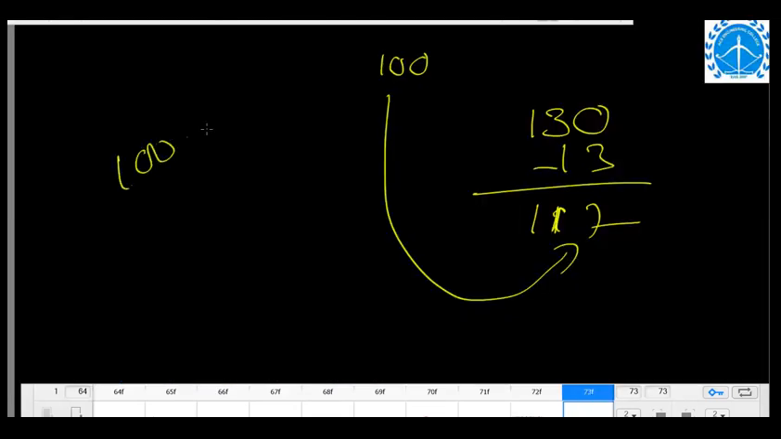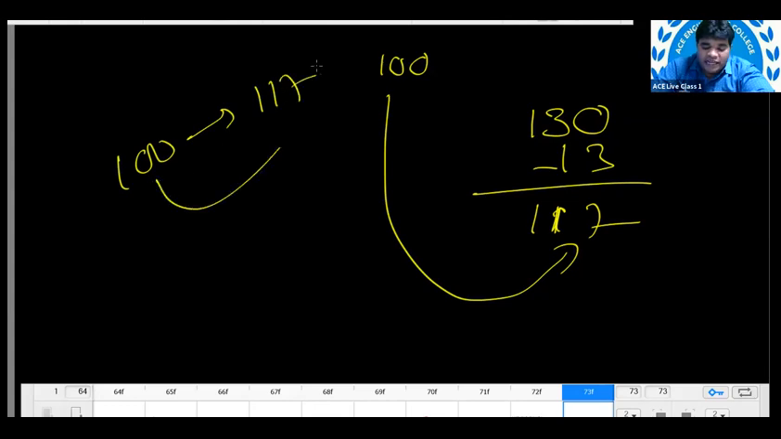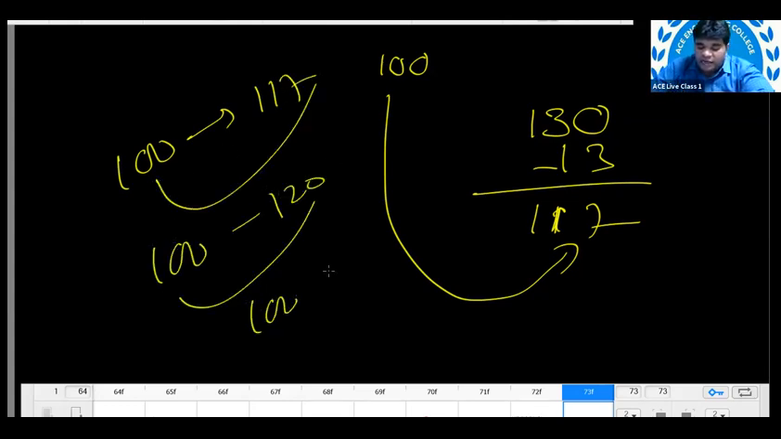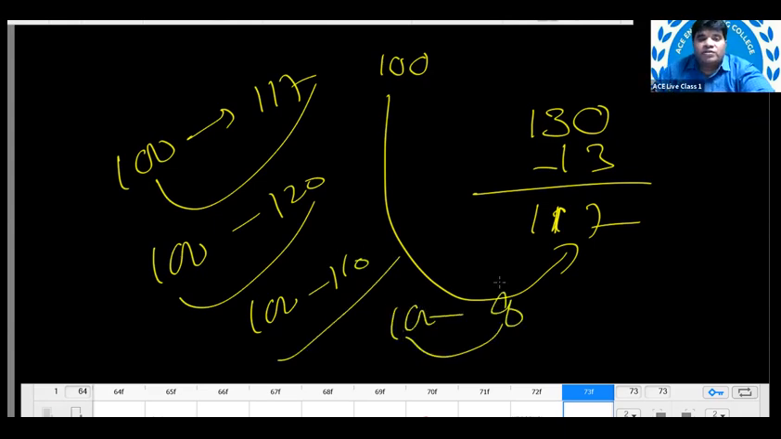If you compare with 100, there is no other problem. 100 to 117, that is directly 17% profit. 100 to 120 directly 20%. 100 to 110 directly 10%. 100 to 90 directly 10% loss. Is it okay? Yes, sir.